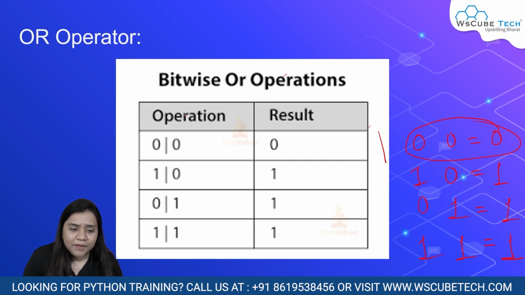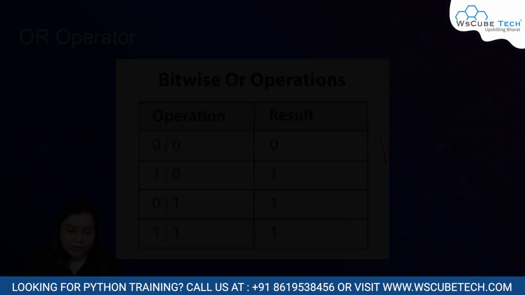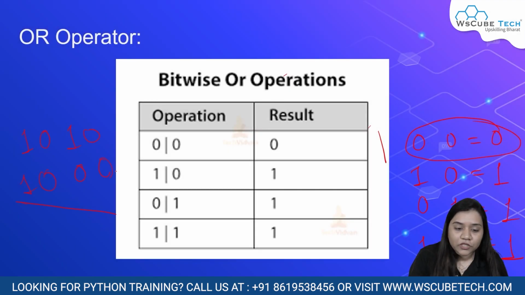I'm considering the same example over here. Let's say I'll be writing 1010, which is the binary of 10, and I'll be writing 1000 over here, which is the binary of our number 8. Now if we apply the OR operation on this, 0 0 will give us 0, as we have seen in the first line. 1 0 will give us 1. 0 0 again will give us 0, and 1 1 will give us 1. So when we apply an OR operator on the binaries of 10 and 8, we will receive 10.